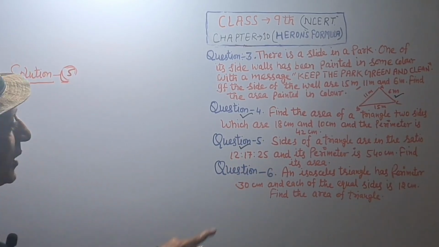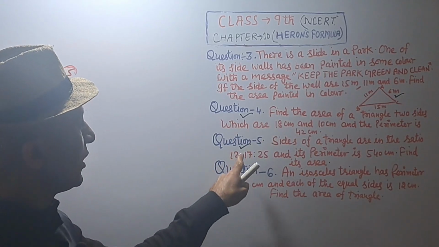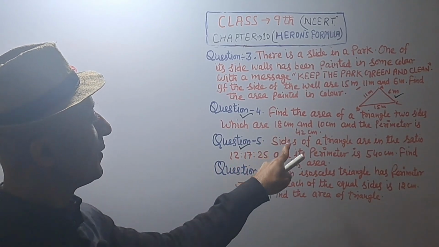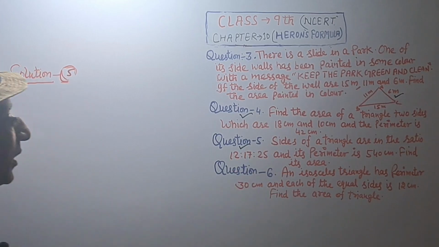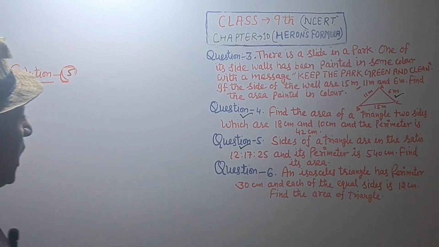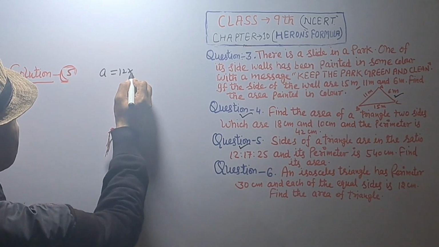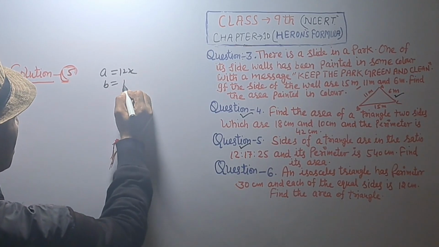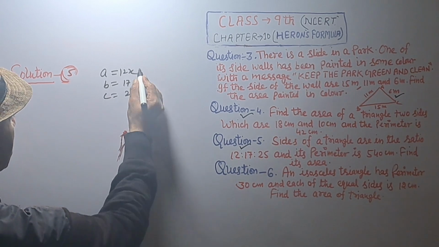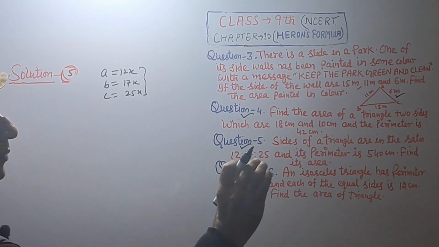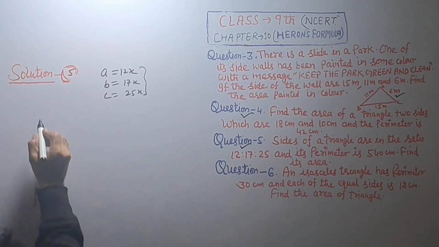Question number 5. Sides of a triangle are in the ratio of 12, ratio 17, ratio 25, and its perimeter is equal to 540 centimeter. Find its area. Let A is equal to 12x, B is equal to 17x, C is equal to 25x, and given perimeter is equal to 540 centimeter.